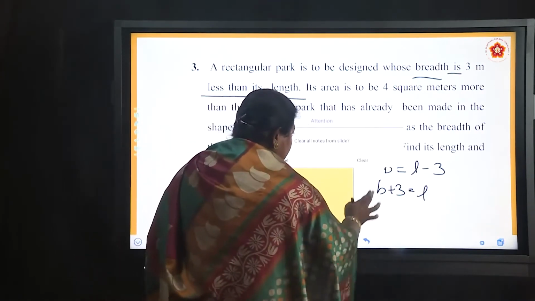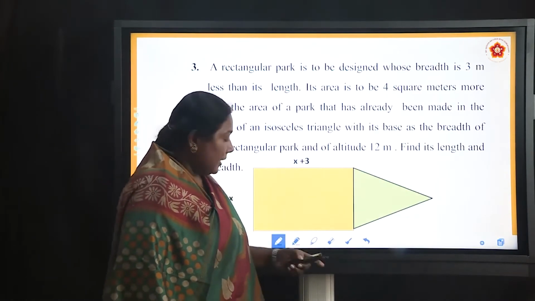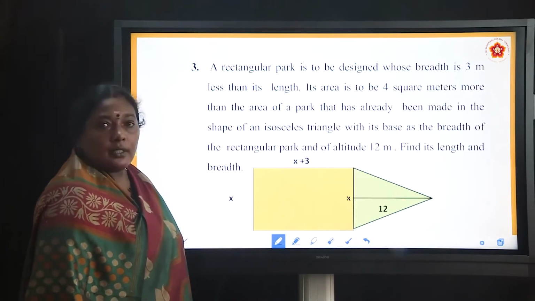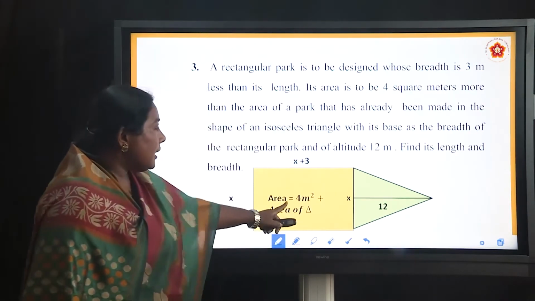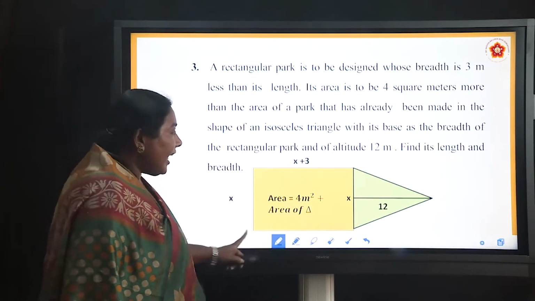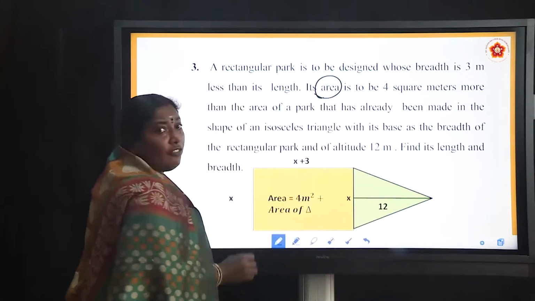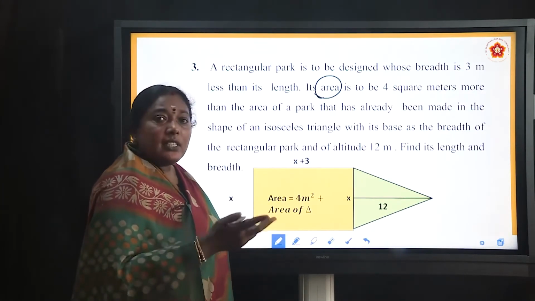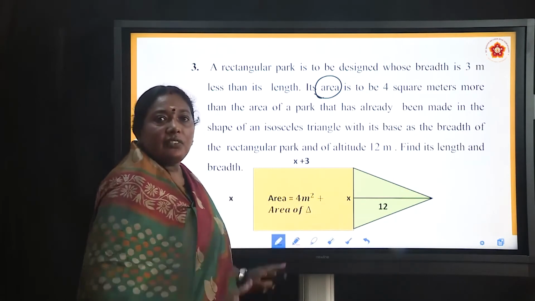Next, they have given another triangle. That triangle has a base of breadth, so its base is x and its height is 12 meters, right? And one more thing they have given, the area is 4 meters square plus the area of the triangle, right? They have given everything, and mainly they have used the word area. That means by using the formula of the area, we are going to move with the problem. What is the area of a rectangle? Length into breadth. What is the area of a triangle? Half into base into height. Do I have the base? Yes. Do I have the height? Yes. Easily we can do it.